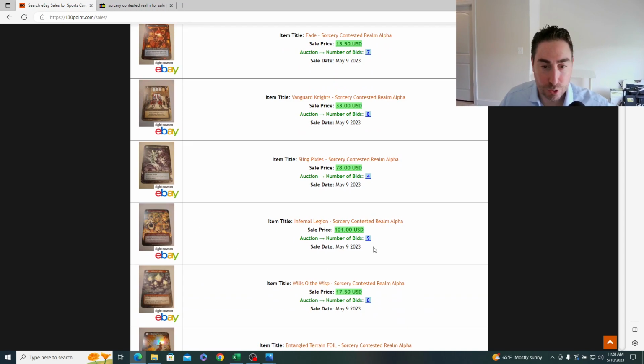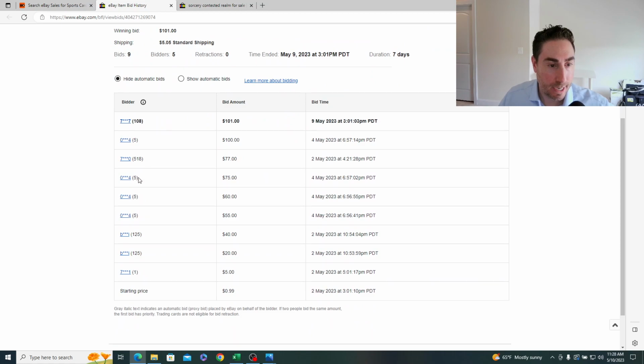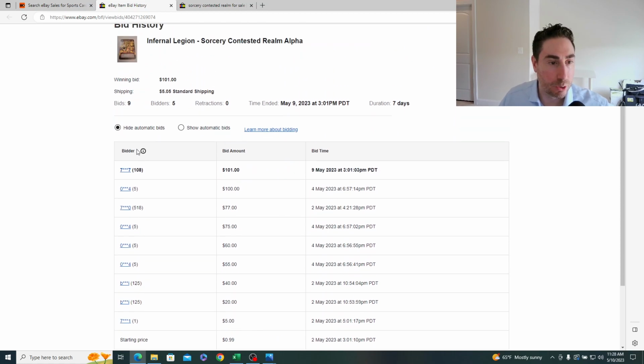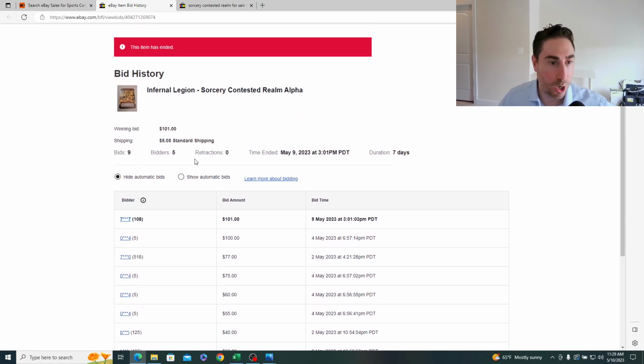But if we go down to Infernal Legion, $101. That was the bigger sale. There were a few different bidders here. There were 9 bids, 5 different bidders, and it looks like various bidders, not the one that canceled, bid this up to $75, and then he comes in at $77, but ultimately it sold for $100. There was a bid at $100, and then it sold for $101. So that may or may not be legitimate. There was one active buyer bidding that up at various price points, and as far as we know, I believe this transaction held and did not get canceled.